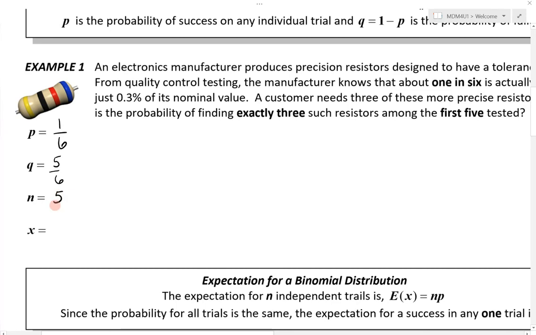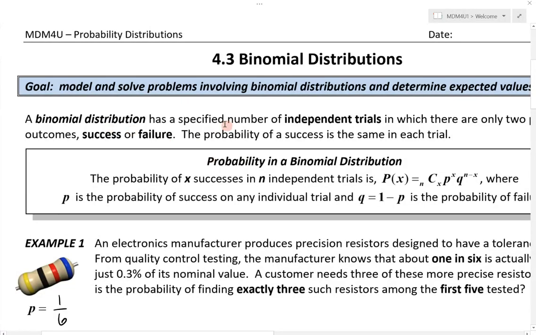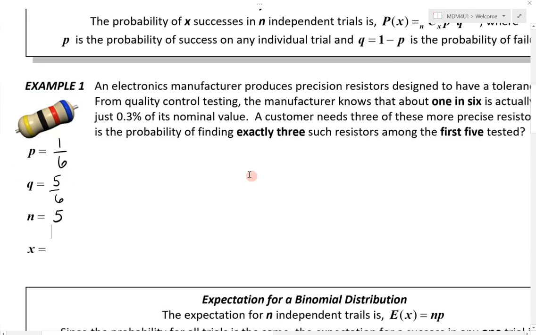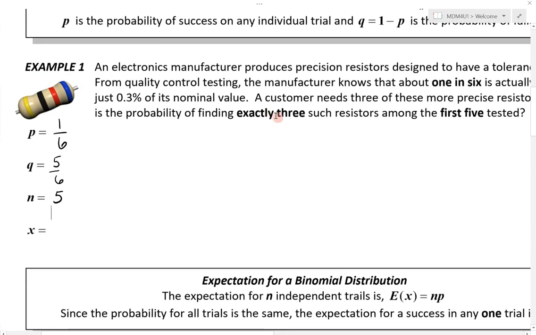And we're interested in the outcome. So x is the number of outcomes. It says here x successes. How many successful outcomes are we going to have? Well, we want exactly 3. So 3 of those resistors have to be precise. Now we have the elements that we need for our formula.